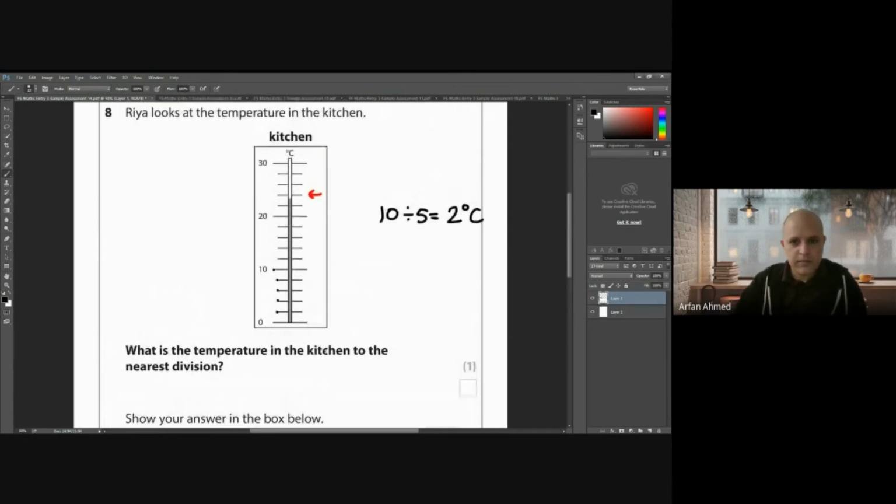Yep, definitely. But you need to work out what each division represents. That's the first bit. Otherwise, you can't answer this question. You'll just be guessing. Let's move on. Question 9.